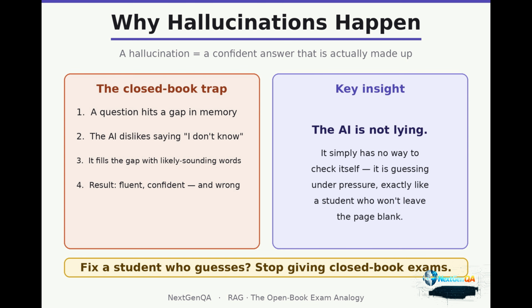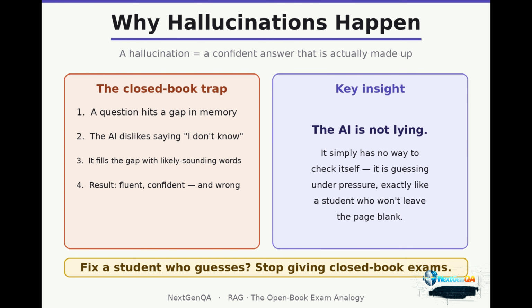Why does this happen? Go back to our closed book student. Ravi gets a question. He searches his memory, but this particular detail he doesn't really know. Now, an LLM is built to always produce a smooth, complete, confident sounding answer. It doesn't naturally like to say, I don't know. So, just like a student who doesn't want to leave the answer blank, it fills the gap with the most likely sounding words. The result is an answer that is grammatically perfect, sounds very sure of itself, and is completely wrong. That is a hallucination.